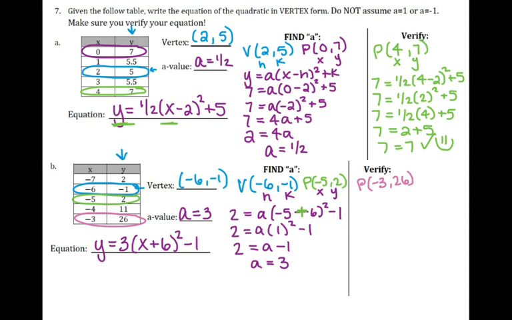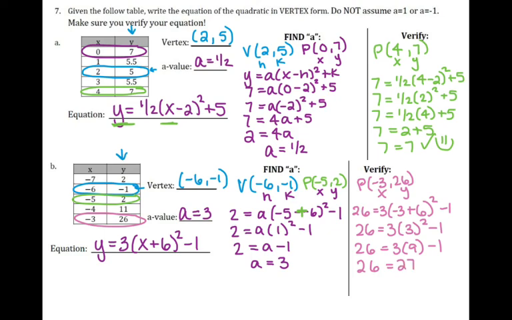All right, I'm gonna plug in 26 for y. So this is my x and my y. So I have 26 equals 3 times (negative 3 plus 6) squared minus 1. Order of operations, parentheses. So negative 3 plus 6 is 3, minus 1. 3 squared is 9. 9 times 3 is 27. Whew, worked out. I was getting a little worried there for a second that I made a mistake because I did not want to do this problem over.